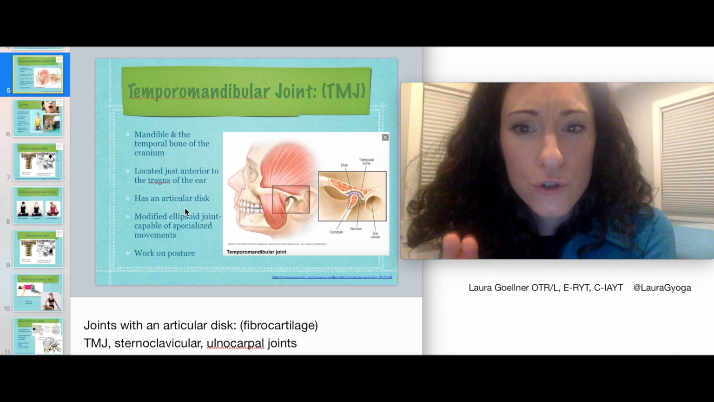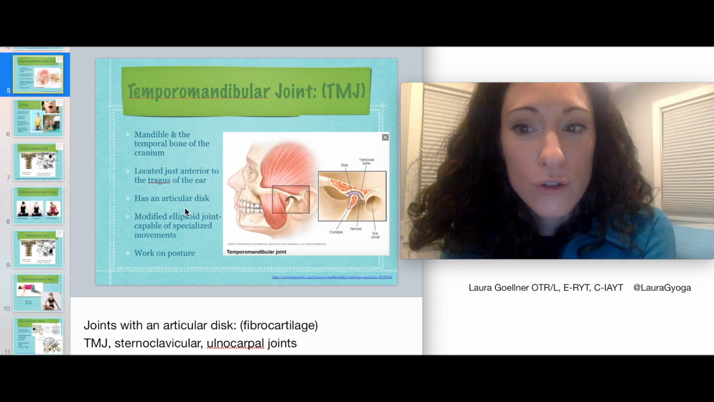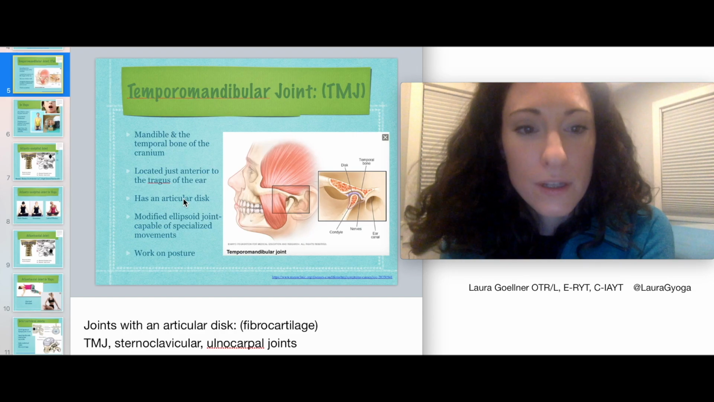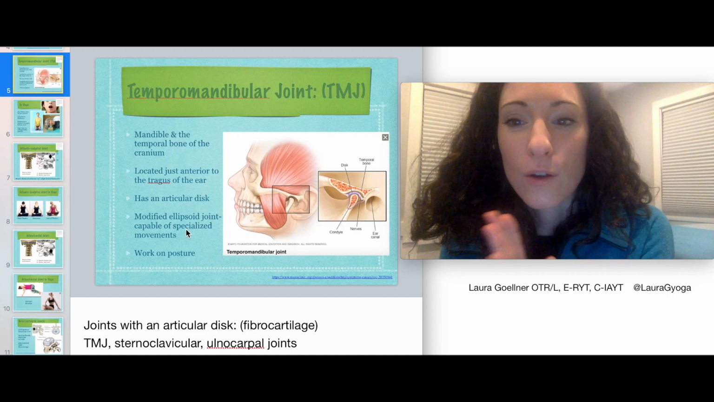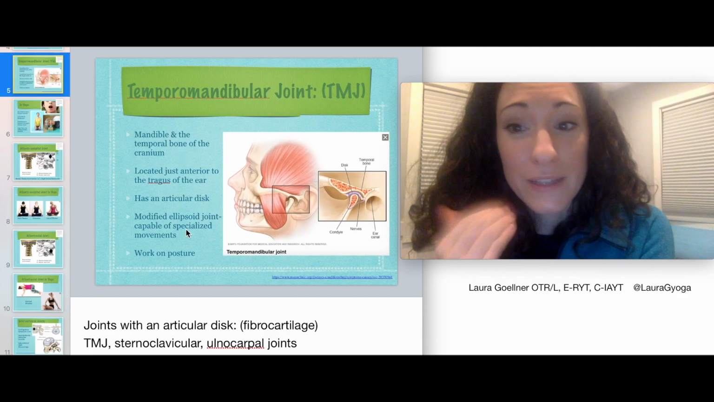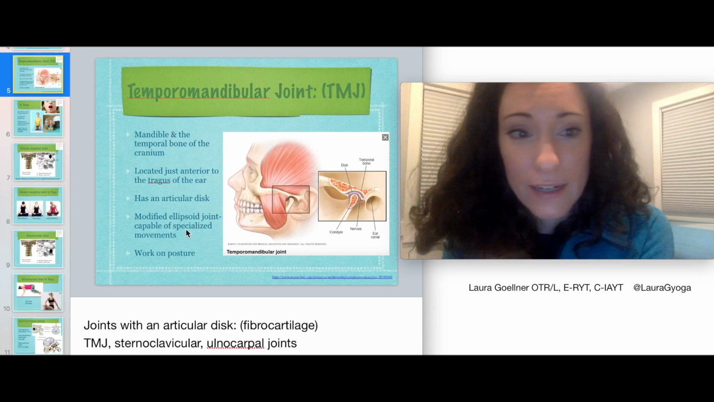And this is a weird joint because it is a synovial joint, so it has a joint capsule and it has synovial fluid inside of it, but it also has an articular disc, which kind of divides it into two separate joint capsules. And it's technically an ellipsoid joint, but it has some specialized movements that go beyond your typical ellipsoid joint. And that's because when we chew, we do some really complicated movements. It's not just up and down.